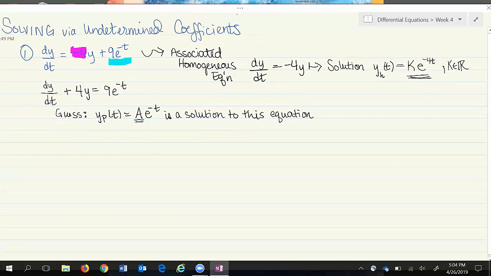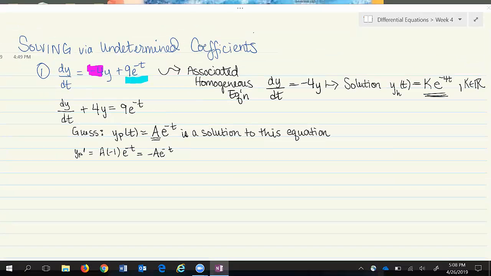Okay, so now what we're going to do is, assuming that that really is a solution to this equation, I'm just going to set up what the left-hand side of the equation would look like in this case and set it equal to the right-hand side I'm given. So if that were the case, then yp prime, the derivative of yp, would be a times negative 1 e to the negative t, or negative a e to the negative t. So there we have the derivative of yp is negative a e to the negative t.